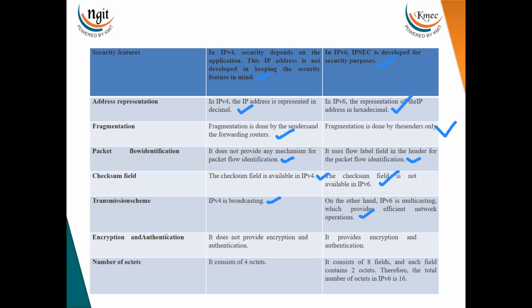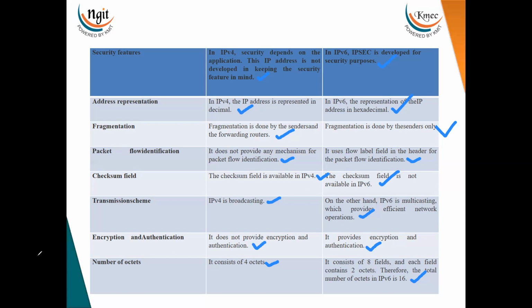IPv4 does not provide any encryption or authentication, but IPv6 provides both encryption and authentication. The number of octets is 4 for IPv4, while IPv6 consists of 8 fields and each field consists of 2 octets, so the total number of octets in IPv6 is 16.